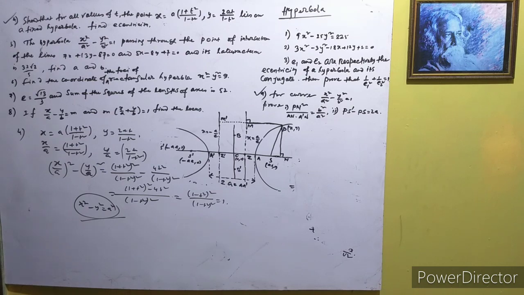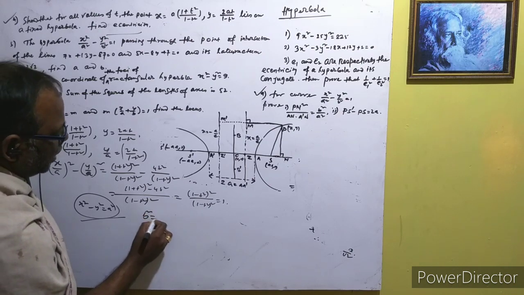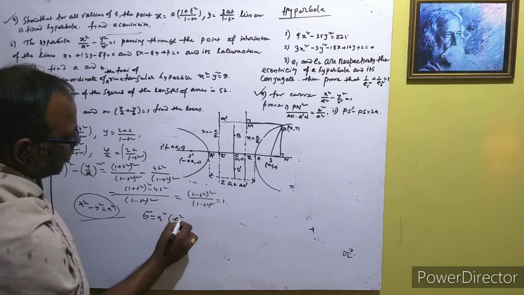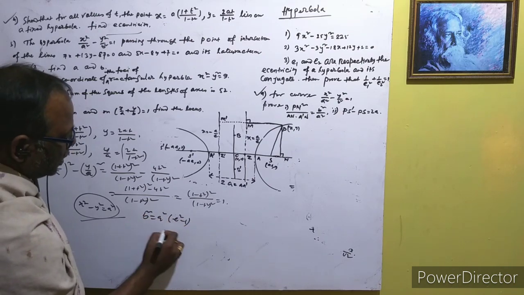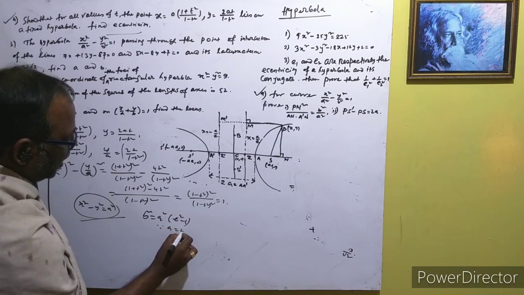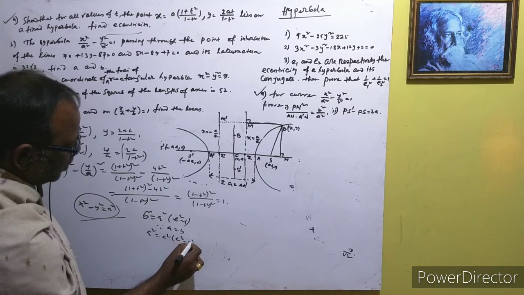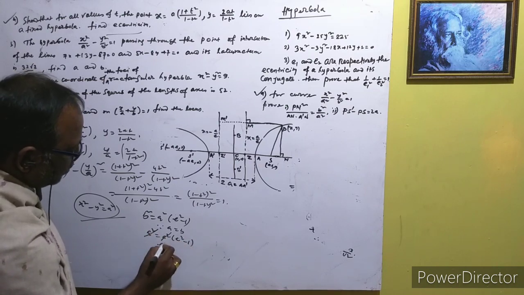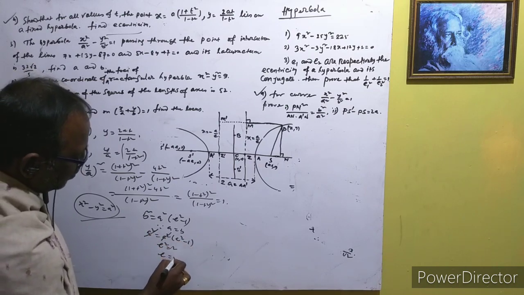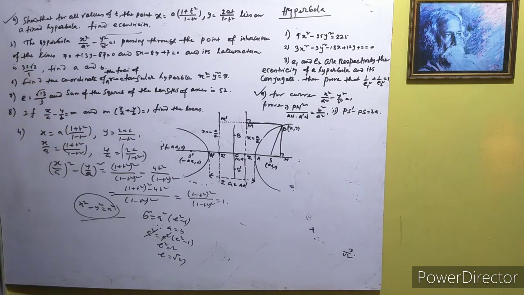And we have to find the eccentricity. You know the relation: b square equals a square into (e square minus 1). Since a equals b here, you can write a square equal to a square into (e square minus 1). So a square cancels, e square equals 2, so e equals root 2. So this is the rectangular hyperbola and the eccentricity is root 2. See, a very easy question.